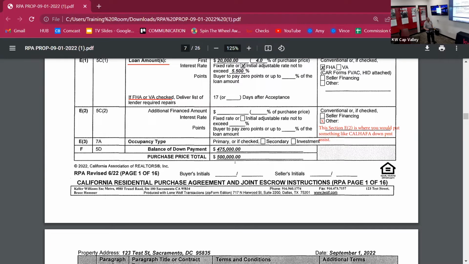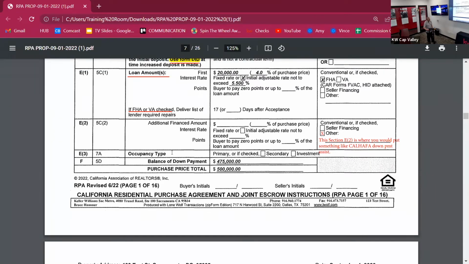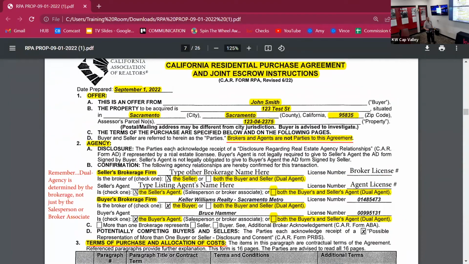Of course, you want to make sure your buyer initials all of these pages. If you're representing a seller, you want to make sure the buyer has initialed every spot that requires initials, and that your seller initials every spot that requires initials. Without the initials, this page is inoperative in terms of the contract. Basically, the contract's invalid.